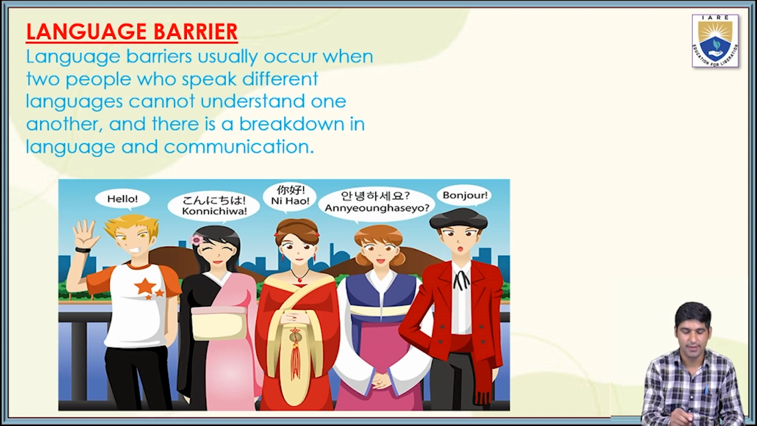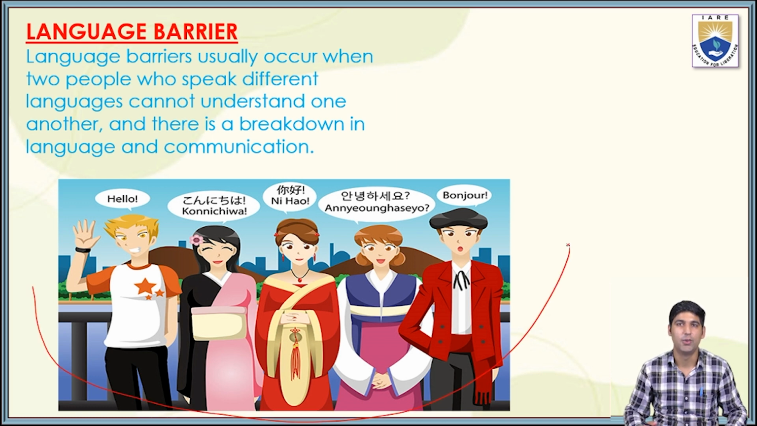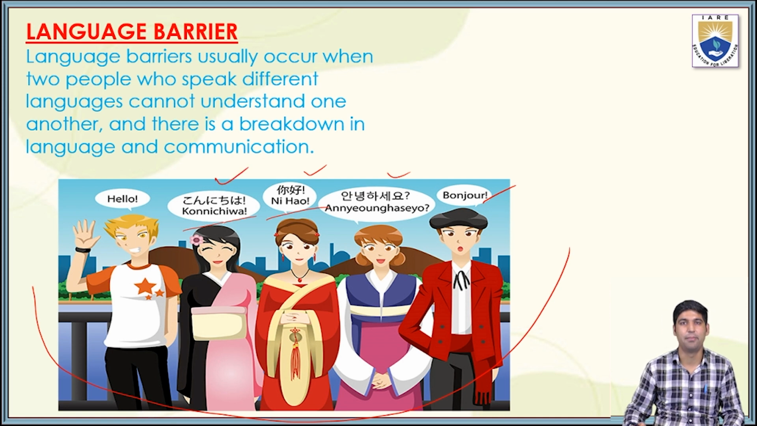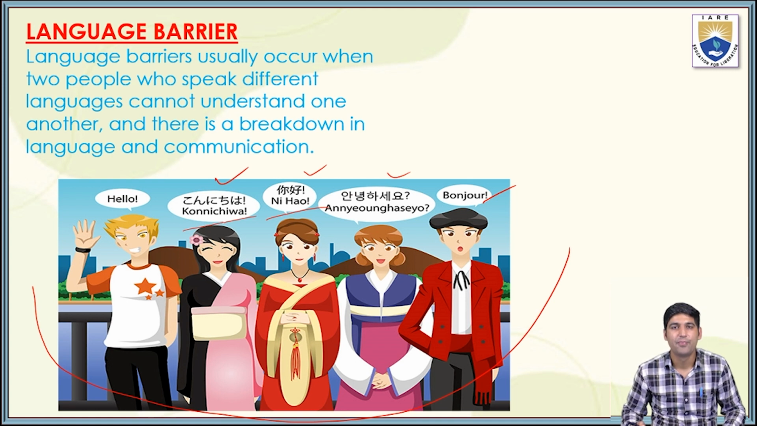Yeah, this image can tell you. See, there is a person who says hello, and there is some other person who says something different. Someone says ni hao, bonjour. So all these words mean hello, but in different languages. Language also becomes a barrier. These barriers occur when we have people who speak different languages.